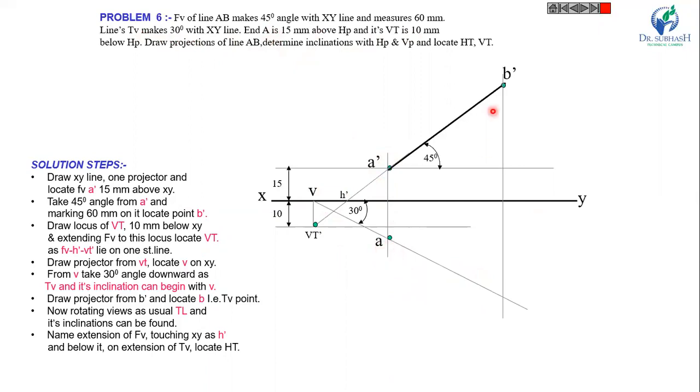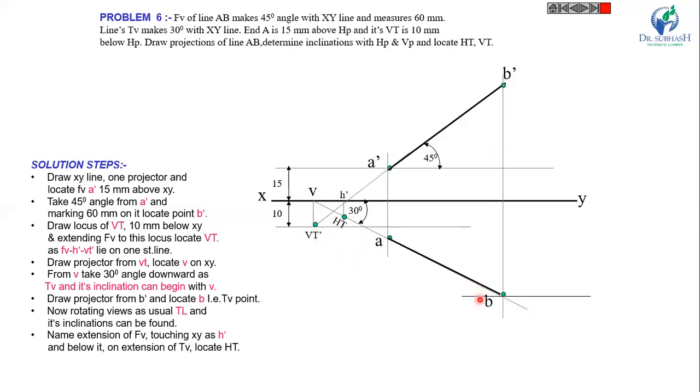This point is A, and draw the projector from point B dash. It will intersect this line at point B. So this AB is our top view. Now draw the projector from H dash. It will intersect the extension of AB, and this is the HT. This is our HT, the horizontal trace, and this is the VT.